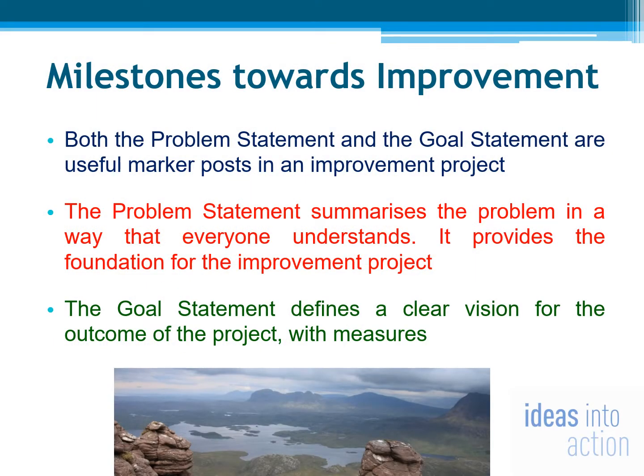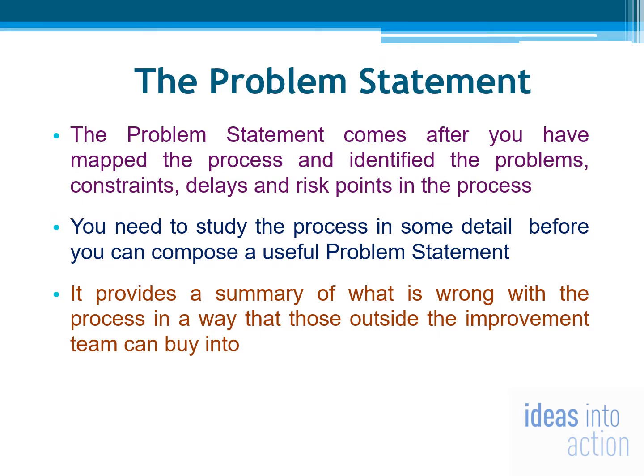Okay, the problem statement and the goal statement are useful milestones in an improvement project. The problem statement sets out the problem in a clear way that everyone can understand, and the goal statement provides the vision of what we're trying to achieve by improvement. So the problem statement summarizes the problem in a way that everyone understands and can buy into, and it provides a foundation for the improvement project. The goal statement defines the clear vision for the outcome of the project with measures as appropriate. So firstly, the problem statement.